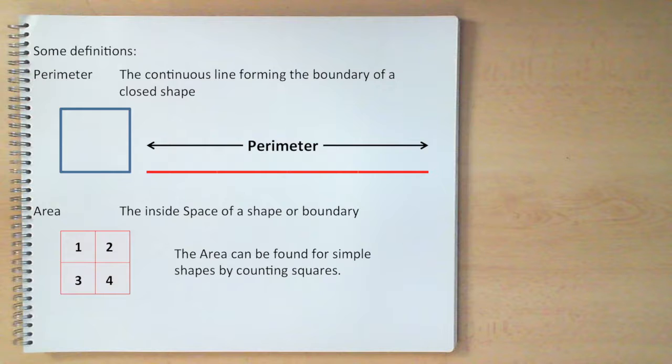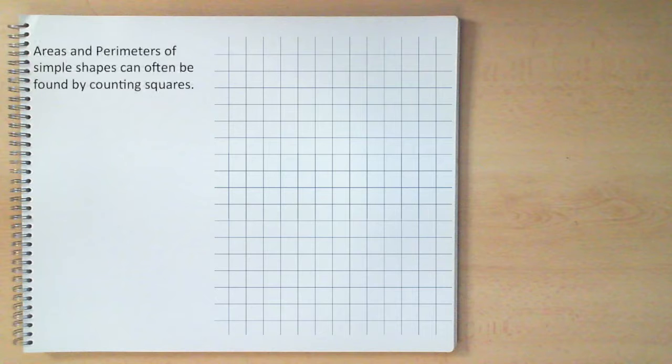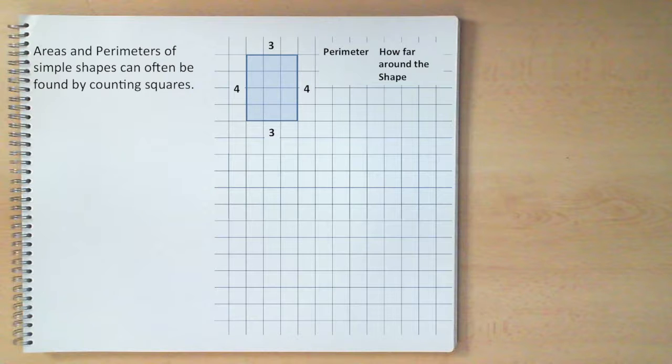So we can see that the area or the perimeter can often be found just by counting squares. Let's have a look at a couple of examples of this. Here's one shape, it's a rectangle. The perimeter is how far around the shape is. So we can see on one side there's 3 squares, then 4 squares, then another 3, then another 4. That gives us a total of 14 squares around the perimeter. So our perimeter is 14 squares.